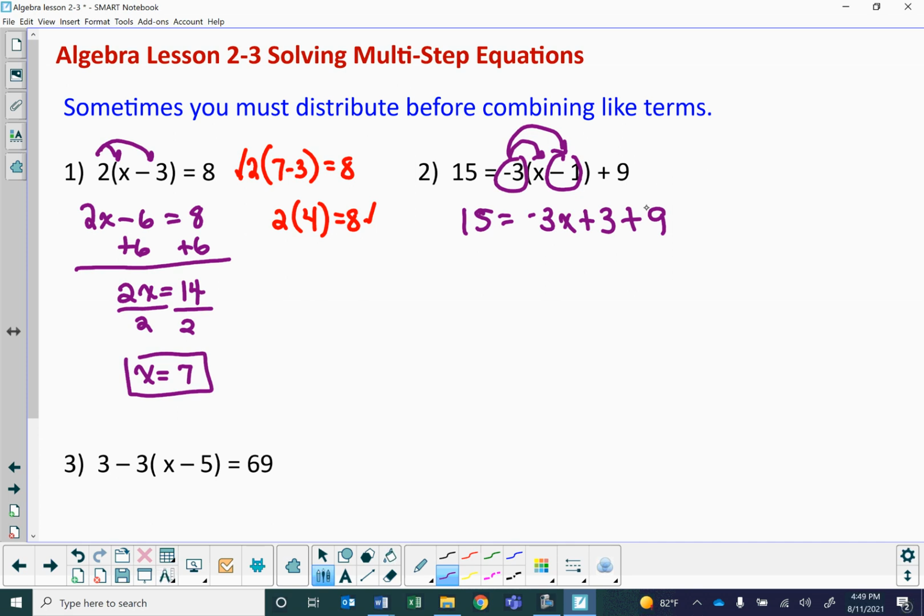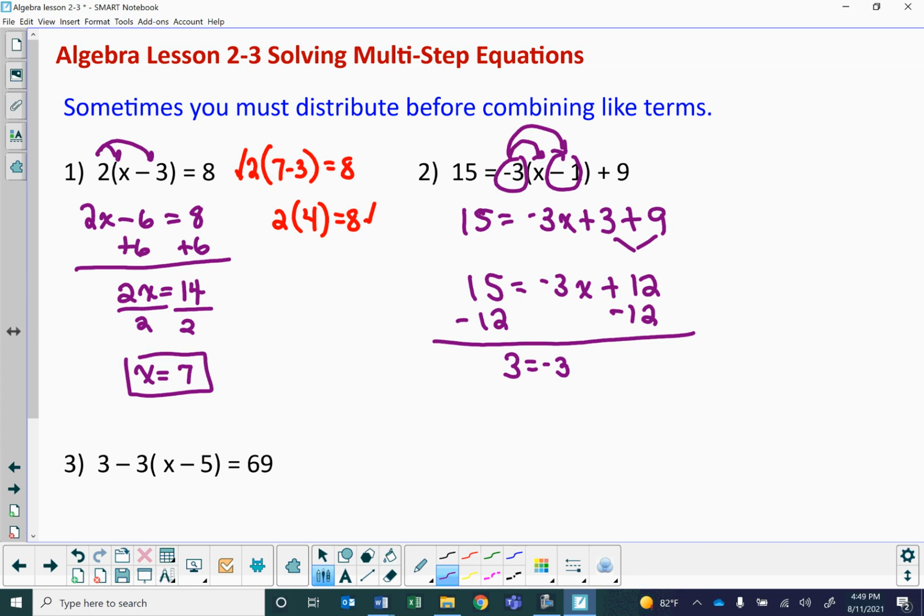So now to combine like terms, I can add the 3 and the 9, so I have 15 equals negative 3x plus 12. So to solve this, subtract the 12. 15 minus 12 is 3 equals negative 3x. Divide by negative 3. And x equals negative 1.